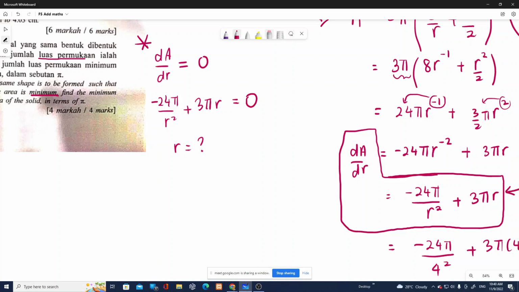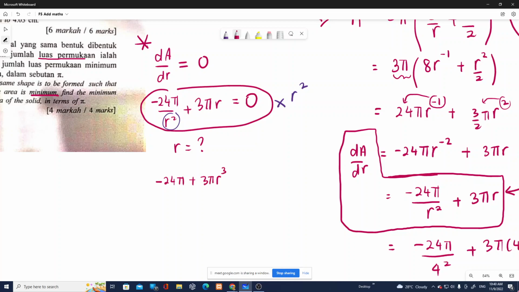Siapa tahu macam mana nak selesaikan ni? Maybe first we factorize. Kita kena hapuskan, we need to eliminate the R dekat bawah. Hapuskan R dekat bawah ini. So kita kena darab dengan R kuasa 2 on both sides. So, bila kita darabkan, kita akan dapat negatif 24 pi tambah 3 pi R cube tambah kosong.